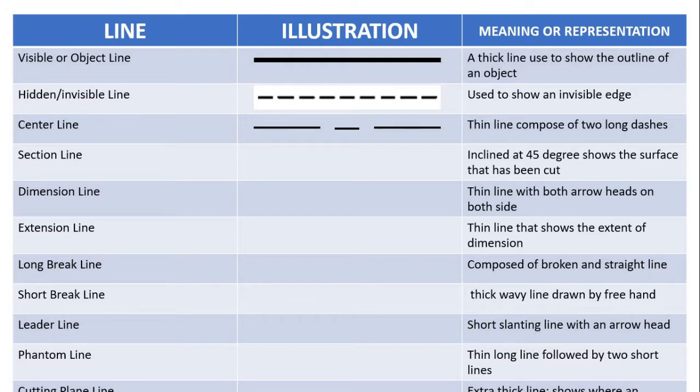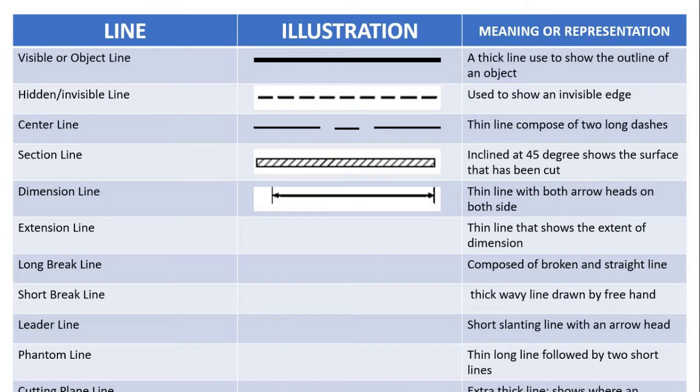Next is the center line. This line is composed of two long dashes. It is used for indicating the center of a circle and radius. Section line, inclined at 45 degrees, shows the surface that has been cut. So we use section line. For example, if we cut an apple, we use section line for us to show that this part of an apple is cut already.